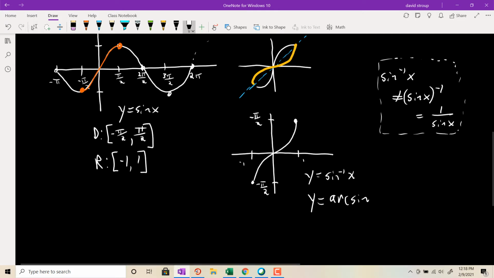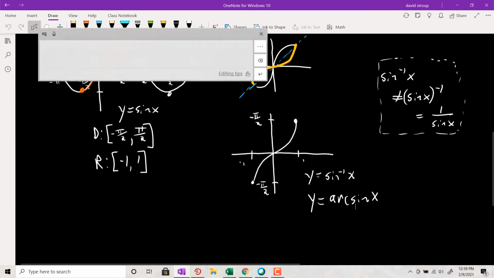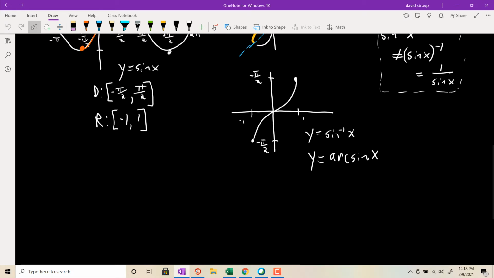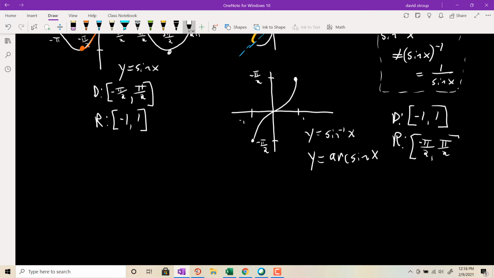Okay, so instead of sine inverse x, we'll call it arcsine of x. The domain and range of this will be the reverse of the original domain and range. So now the domain is going from negative 1 to 1 on the x-axis, and the range will go from negative pi over 2 to positive pi over 2, which I just see now I miswrote negative pi over 2 on top and bottom. Whoops, sorry about that.